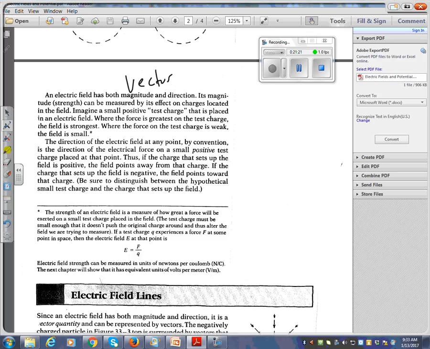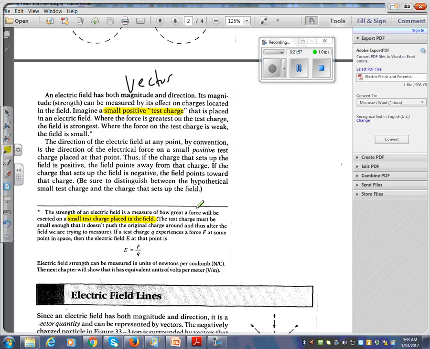Its magnitude or strength can be measured by its effect on charges located in the field. Imagine a small positive test charge that is placed in an electric field. Where the force is greatest on the test charge, the field is strongest. Where the force on the test charge is weak, the field is small. Now this little star here is the footnote where it says the strength of an electric field is a measure of how great a force will be exerted on a small test charge placed in the field. The test charge must be small enough that it doesn't push the original charge around, and thus alter the field we're trying to measure.